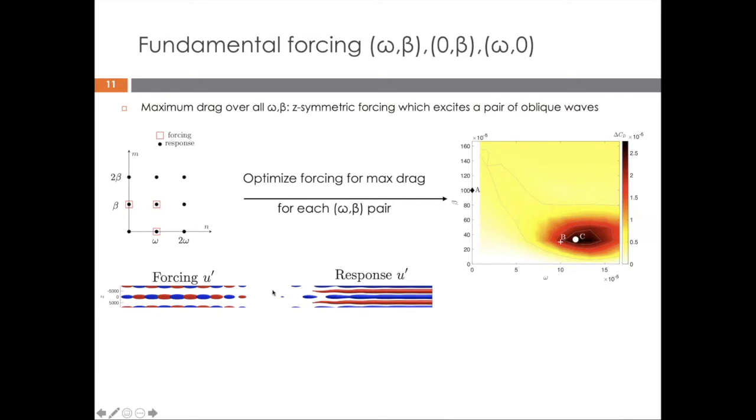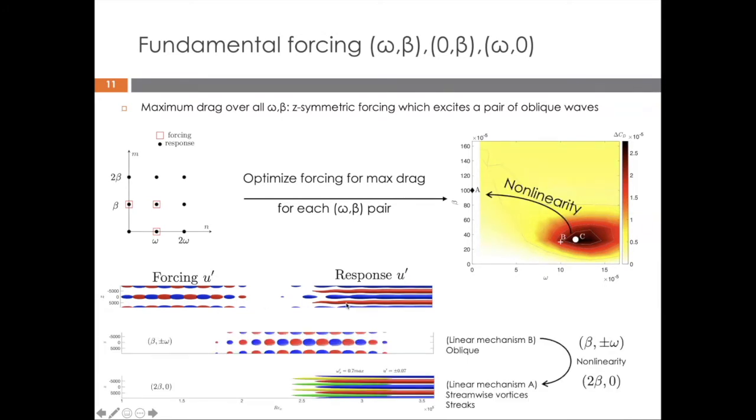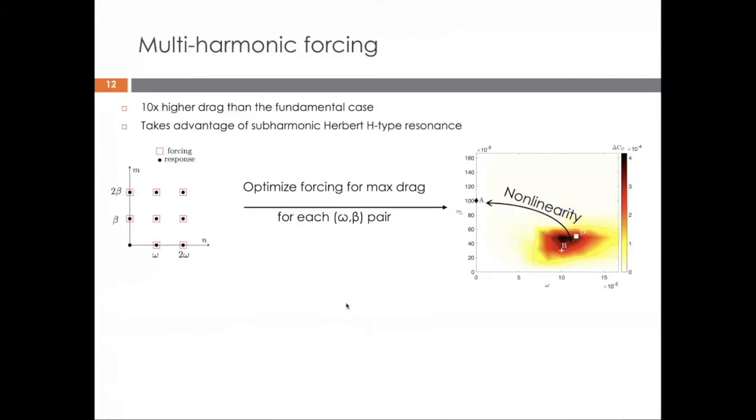And actually, we find that the most important nonlinear mechanism is the one called C here, which is very close to the linear mechanism, and is related with oblique waves and the generation of streaks. Nonlinearity is very important for transferring the energy between harmonics. In that case, we go from the first harmonics to streaks with twice the spanwise wave number.